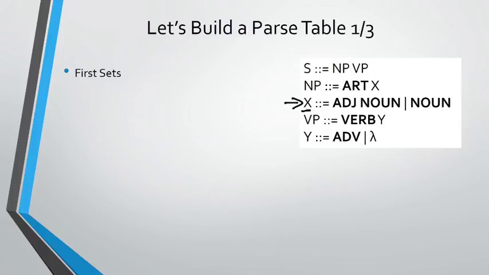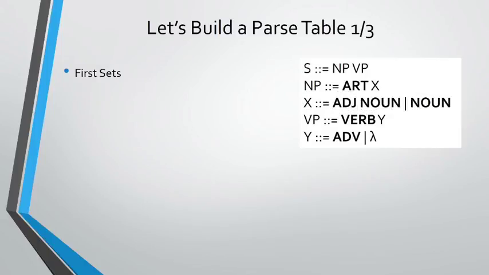wherein we expand an X into either an adjective noun or a noun, then when we're encountering the terminals that came from this non-terminal in the input stream, that set of terminals is going to begin with an adjective or it's going to begin with a noun. So it's just a way of being able to predict how something was produced. If I'm not looking at an adjective or I'm not looking at a noun, then I'm not looking at the beginning of something that came from an X.